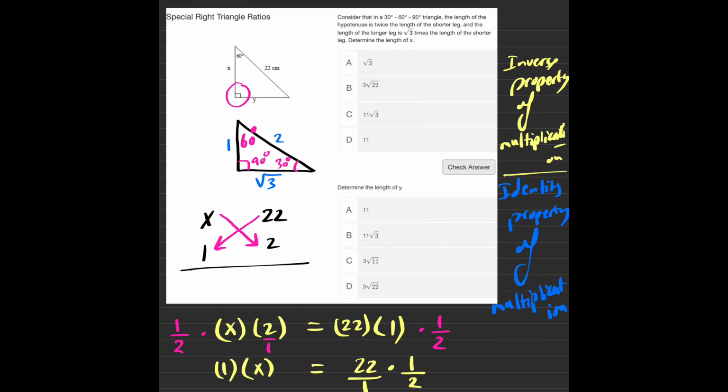x is equal to, now we can multiply 22 by 1. The same thing, we use the identity property and we end up with 22. The same thing with multiplying 1 by 2. So we end up using the same property, the identity property of multiplication. So we end up with x equal to 11, because 22 over 2, or half of 22, is equal to 11. So the answer is 11.